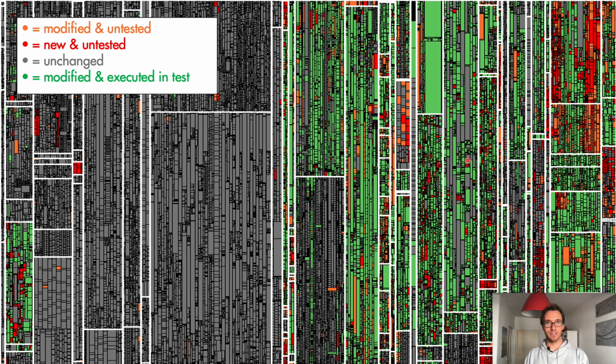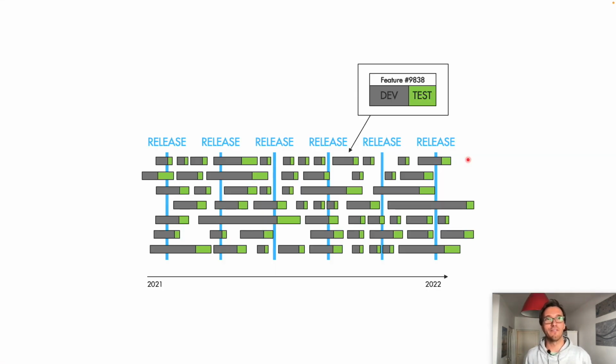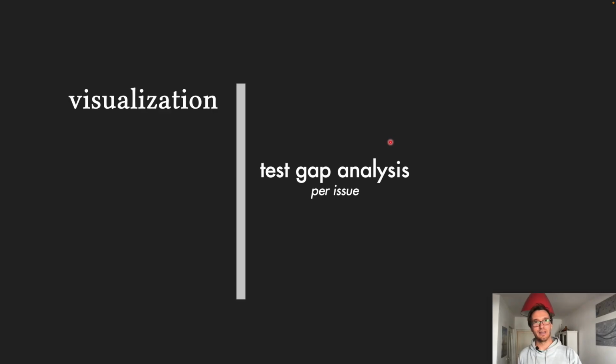And I brought you an example. So how we develop today, it is not pure waterfall, but agile, and we work on different feature branches and release several times a year. There's the possibility to not view all the test gaps of a system, but to view the results just for a single issue. And this is how we apply that in our own development.